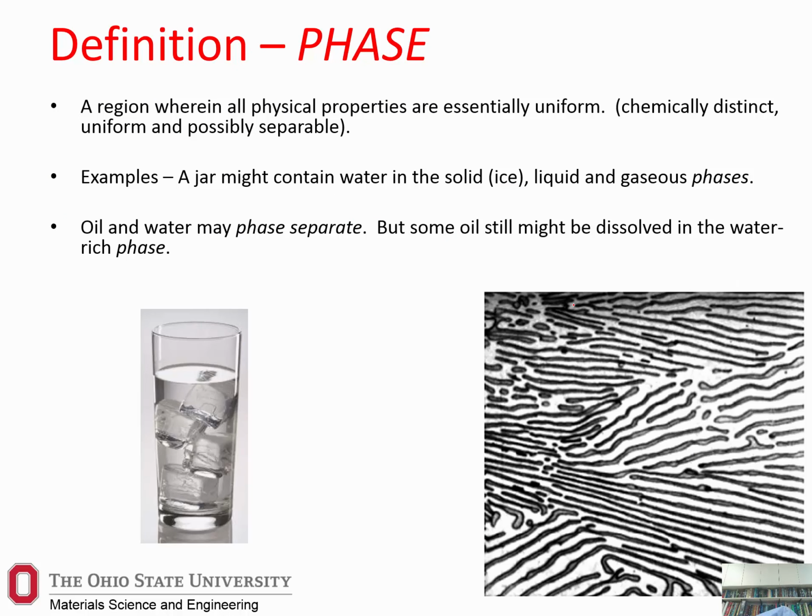So in that, I've kind of developed the idea of phase that I want to develop a little bit more coherently. A phase is a region where the physical properties and chemical properties are essentially uniform and chemically distinct, and they're separable areas somehow. For example, you can have a jar like this of ice water. The ice cubes represent solid H2O. That represents one phase, and then liquid H2O represents the other. Chemically, it's the same thing, but they have distinct properties, being solid and liquid. That's a two-phase mixture.